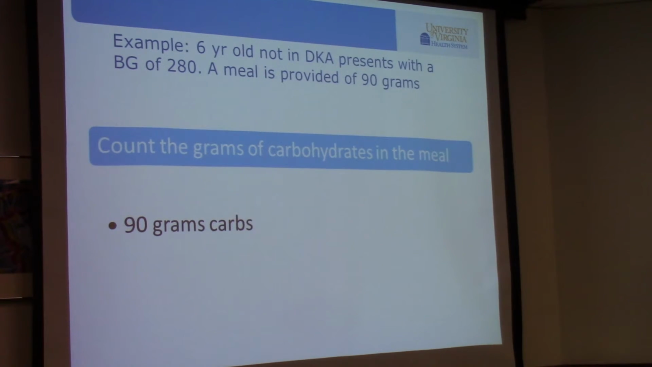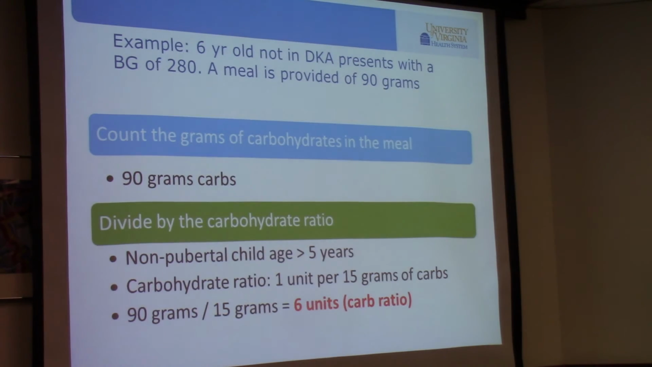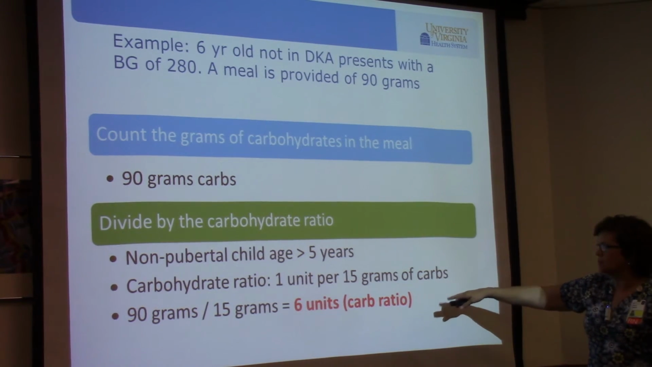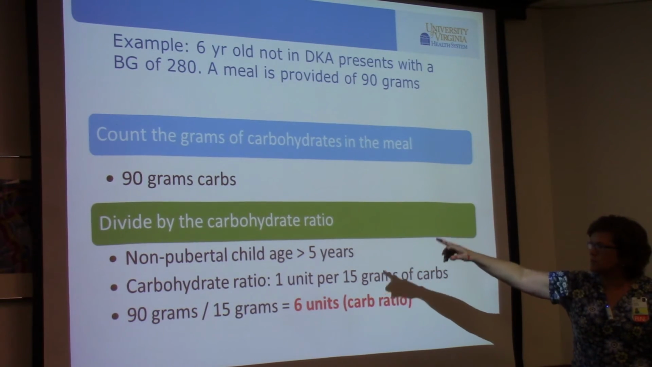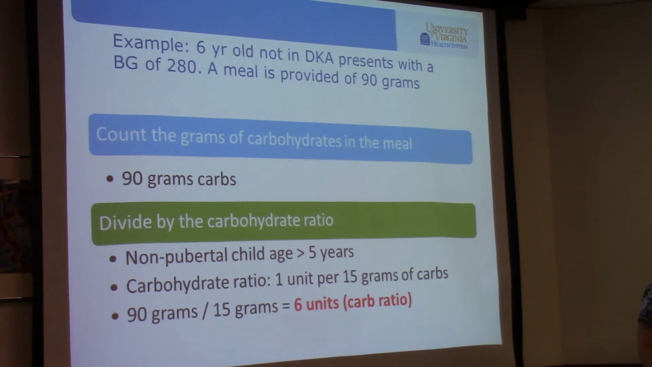So example, switching over to the 6-year-old. I don't know if anybody wants to take notes to see if it helps you with it or not, but a 6-year-old in DKA comes in with a blood glucose of 280. DKA has been resolved. A meal is provided, it's 90 grams. Okay? So then the next step, to figure out what your carbohydrate ratio is for that age group, your carb ratio, a unit per 15 grams. So take your 90 grams divided by 15, and that gives you your 6 units, just like we said.